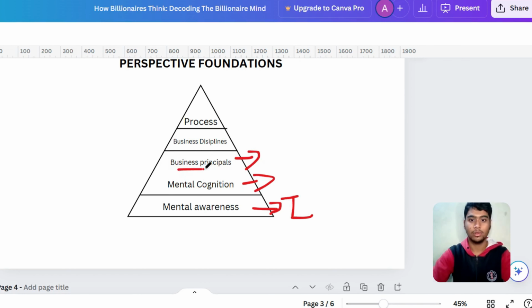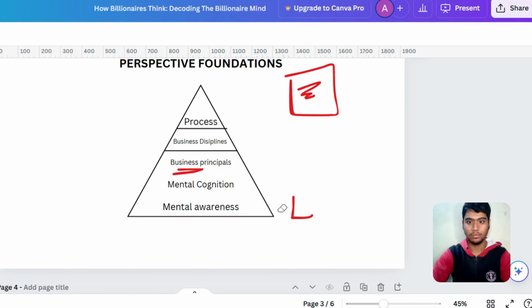Because we are talking about business here, we are going to talk about the business model. Business principles are the principles you choose to run that specific field. Business disciplines can also be changed to relationship disciplines, family disciplines, or life disciplines. Business disciplines are your skill sets, like marketing, accounting, all that stuff. And the process is the final thing that you do, like running an ad or something like that.